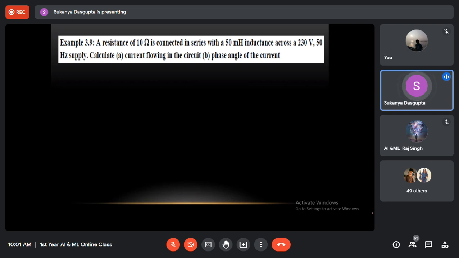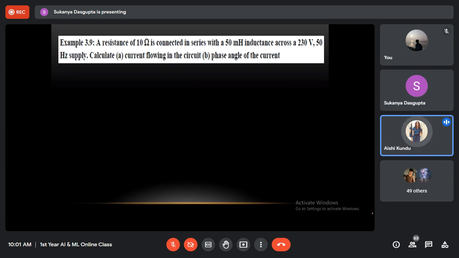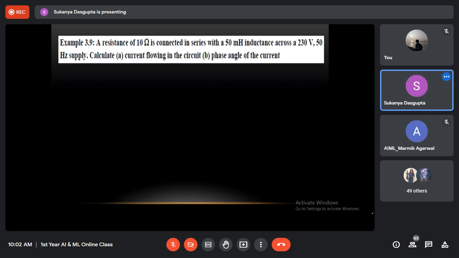Now, can anyone tell me which angle we are talking about here, called the phase angle? Ma'am, theta1 equals tan inverse XL by R. That is mathematically correct. But physically, which angle is called the phase angle here? Ma'am, the angle between the current and the voltage. Yes, voltage. You're absolutely right.